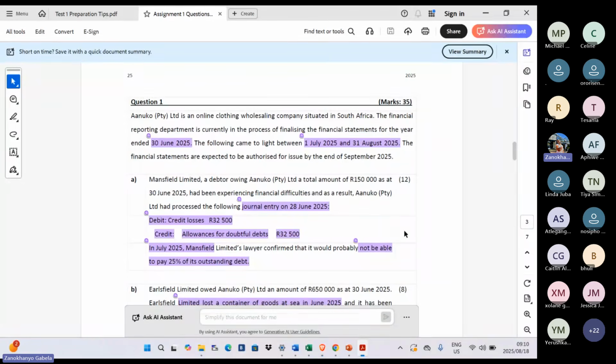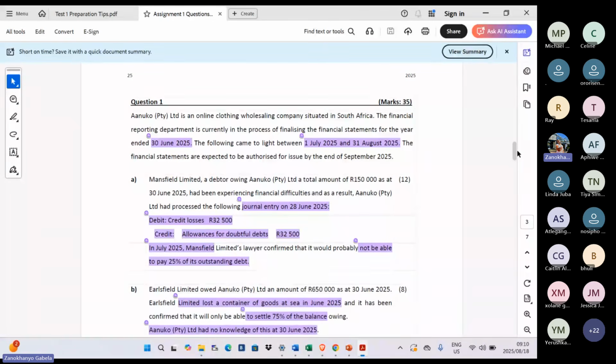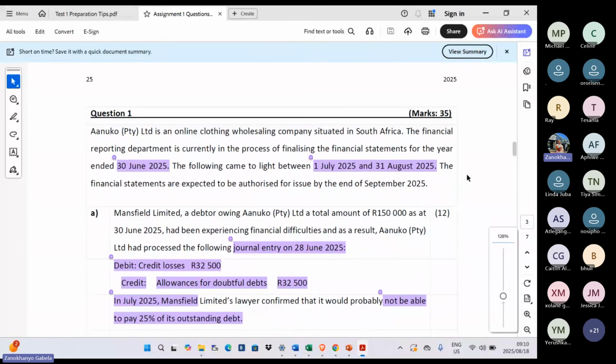All right, so we have question number 1 here out of 35 marks. I've also highlighted the version that I'm going to share. Basically, when you are in an exam during the reading time, what is it that you are highlighting? What is it that you're looking for in the exam section before you start answering your questions?